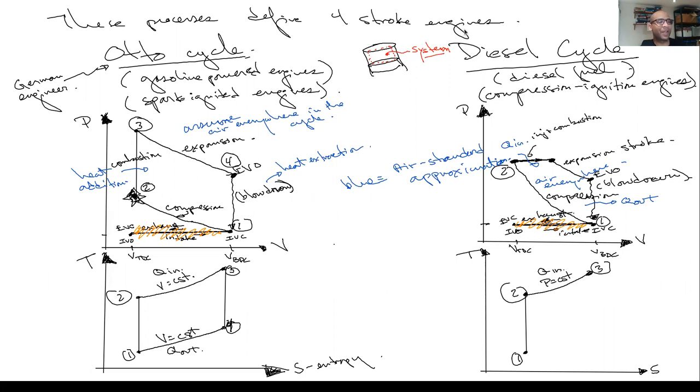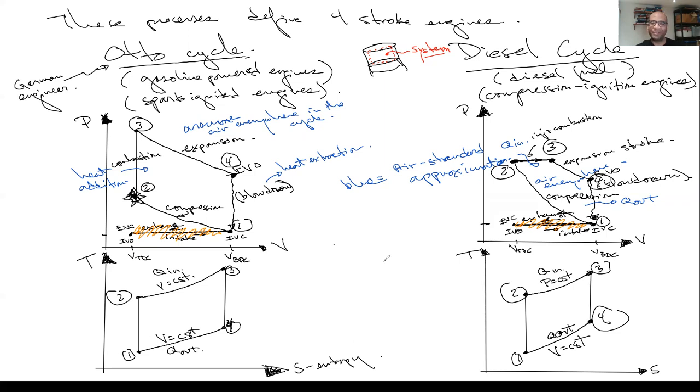Then we have our expansion stroke. I'm going to put a straight line for the rest of our expansion stroke, like this. And then we have a constant volume process. So this is state three, state four. There we go. So this is Q out, V equals constant. So notice on the diesel cycle, we have one constant pressure and one constant volume process. On the Otto cycle, we have two constant volume processes.